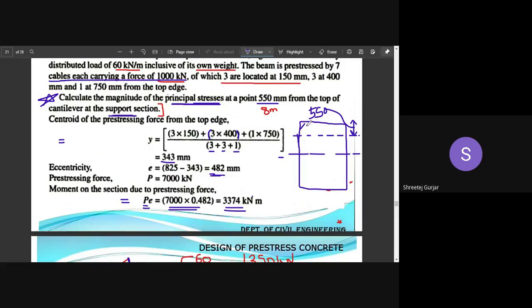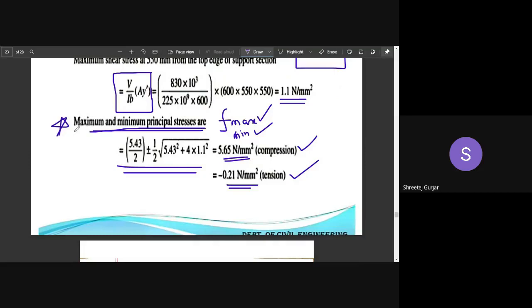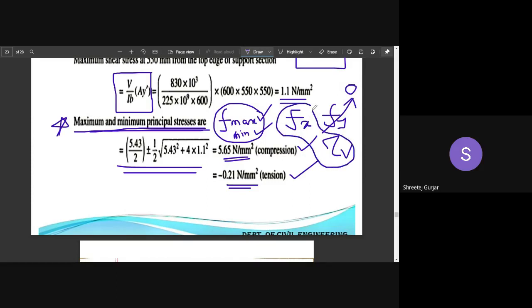So this will be the area which we will be using in calculation of tau v, right? This will be the area, and this is the CG of this area. This will be the y bar. So we know what our main aim is: to calculate maximum and minimum principal stresses. We know the formula for F max and F minimum, right? We require Fx, we require Fy, and we require tau v. Fy here is 0 because there is no vertical pre-stress, so no problem. So we need to find out Fx and tau v.